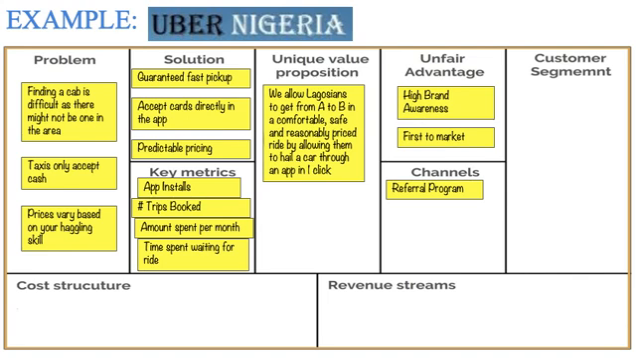Okay, your channels are how will people find out about your product? There are lots of different ways. Like for Uber, it's a referral program. If you remember when they launched, they were offering people like, I think, 2,000 to use the app.